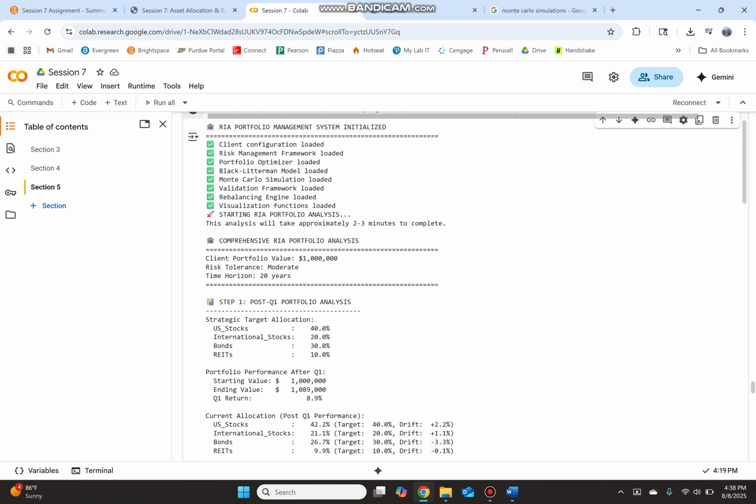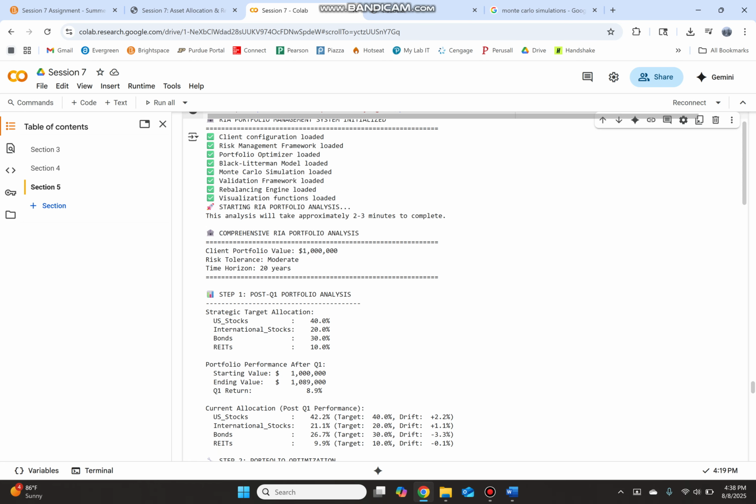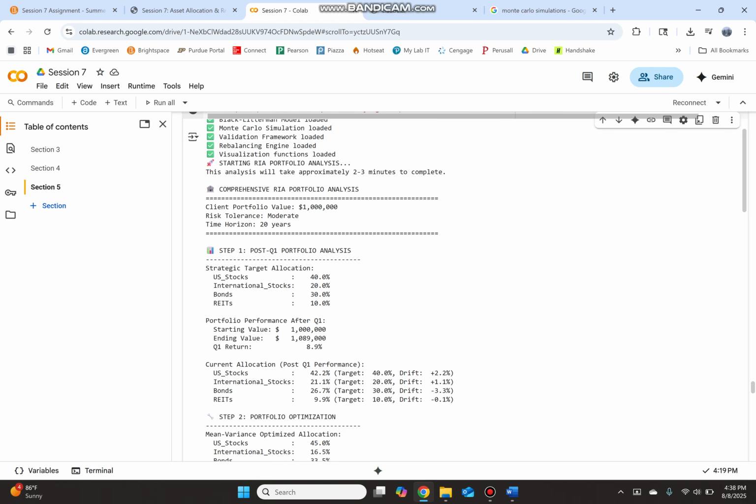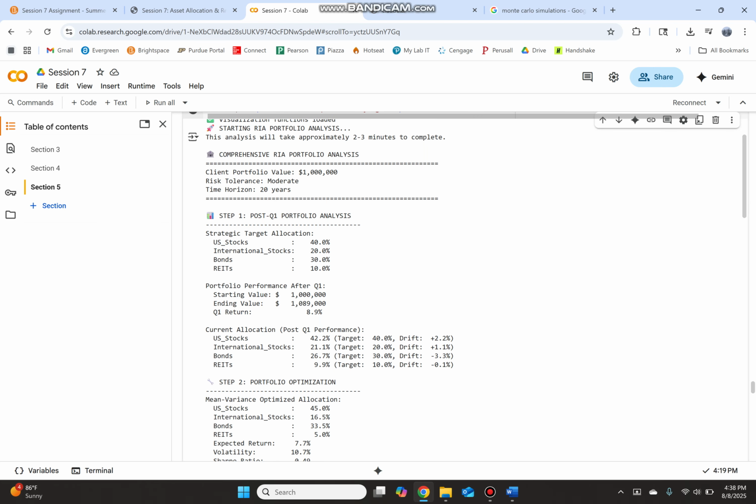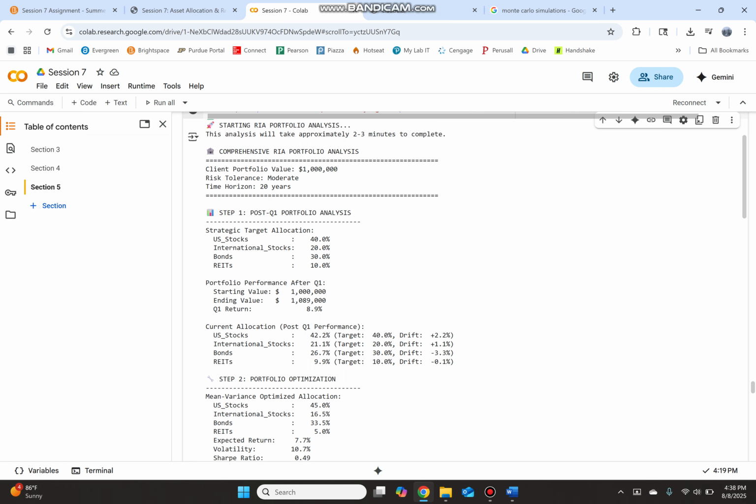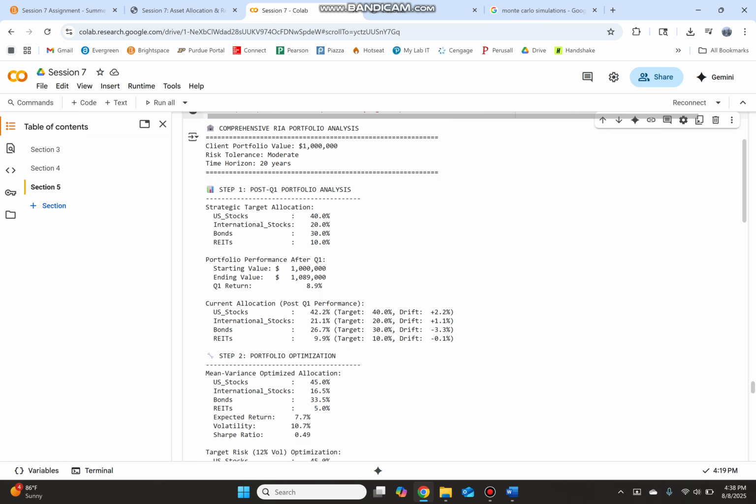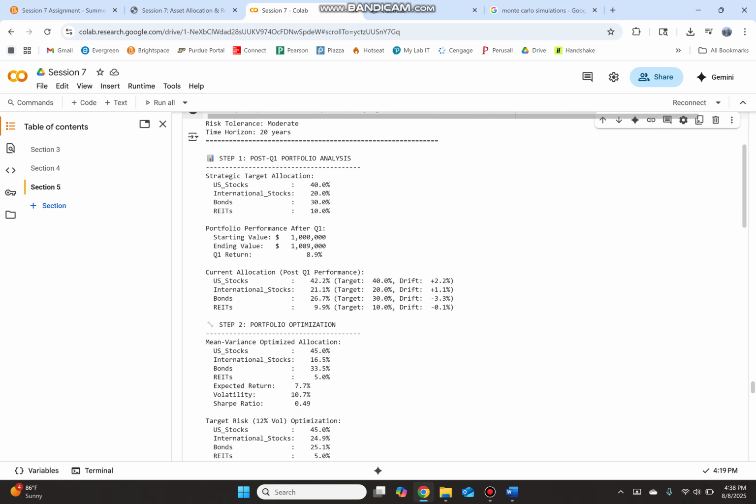Run through all 8 of our modules. We have our client portfolio over $1 million. Their risk tolerance is moderate. Their time horizon is 20 years. Basic metrics. Then we have our target allocations, our portfolio performances. So we had 8.9% return from that year. And then current allocation, it changed basically just a tiny bit of drift.